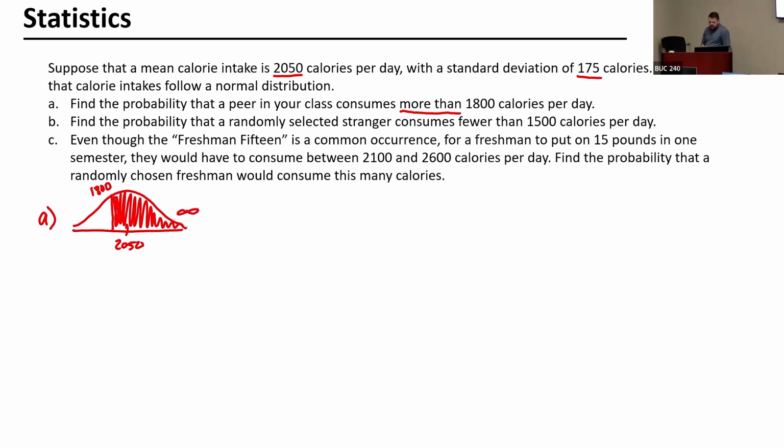Do that on your calculator very, very quickly, ensuring that you put the mean now at 2050 and the standard deviation at 175, but you have lower and upper bounds now. You have a lower bound of 1800, and an upper bound of a very, very large number, or 1e99. And the probability you should get is going to be 0.923.